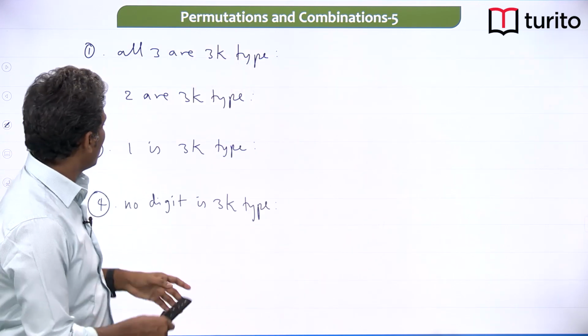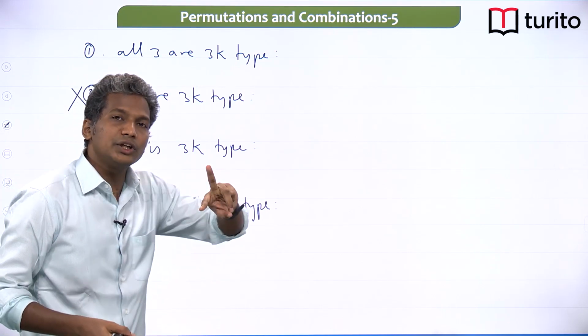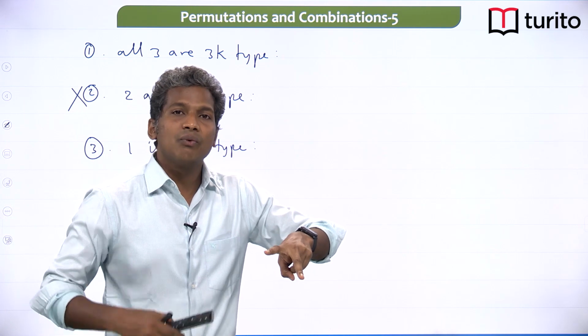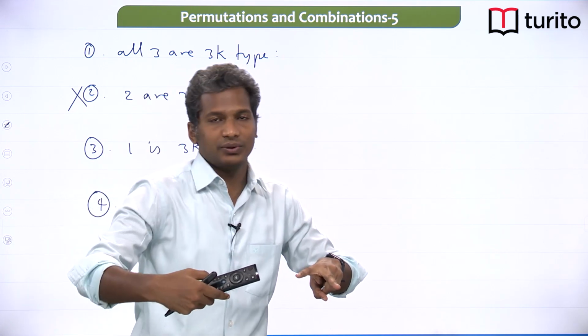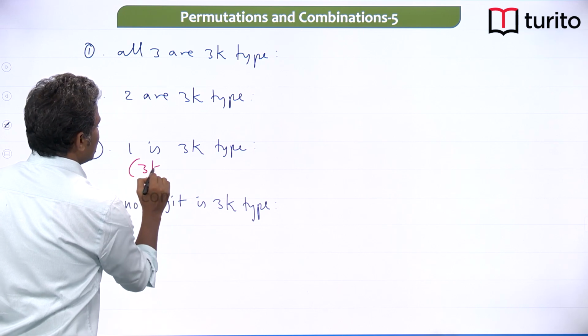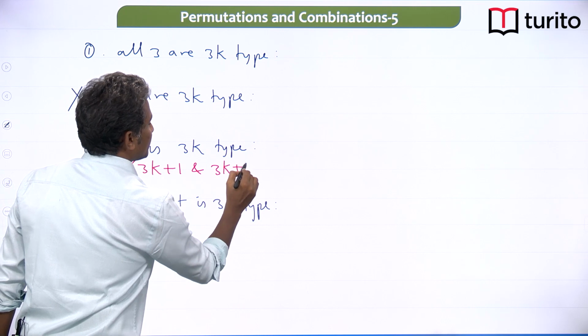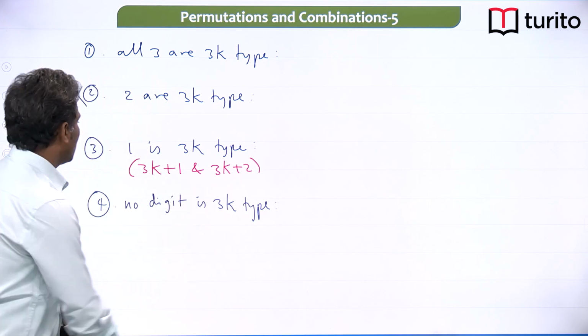So that means when one digit is already divisible by 3, the other two digits must come one each from each group. That means the others must be one 3k plus 1 and the other 3k plus 2. So this is about the other digits.